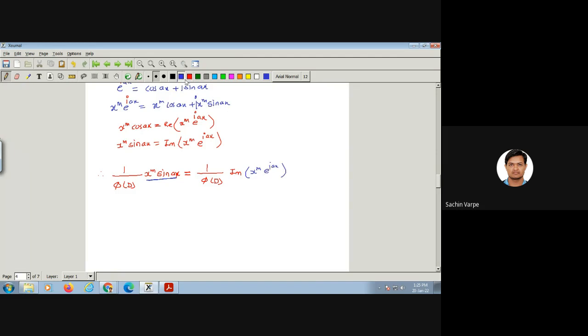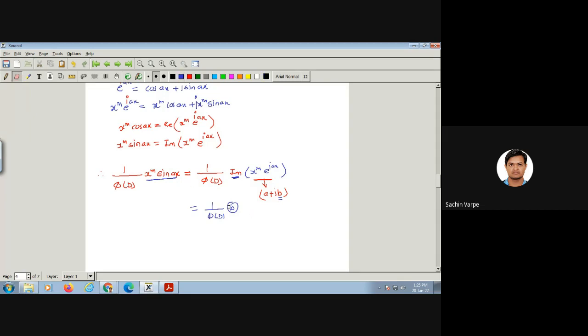तो इसका इमेजिनरी पार्ट मतलब, are you able to see this? When I write the expression for e raised to i ax and multiply by x raised to m, that will be of the form a plus ib, और उसमें से सिर्फ imaginary part I want. Is the point clear? Yes, sir. So I'm talking about only b. Imaginary part means only b for this particular form. So that is like 1/phi of D operated on b only, where b is the imaginary part of the expression.